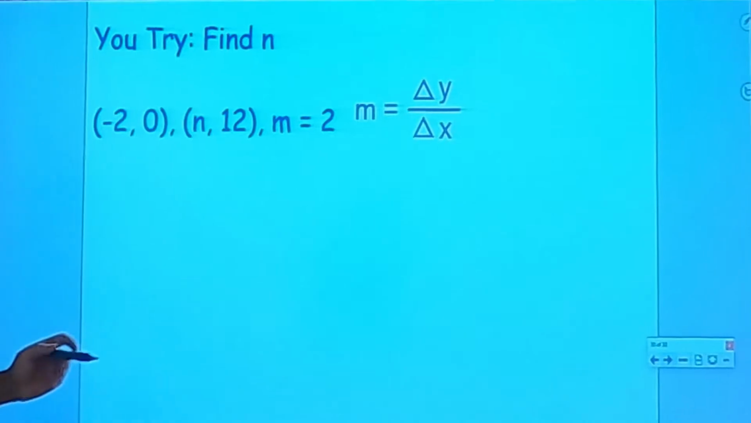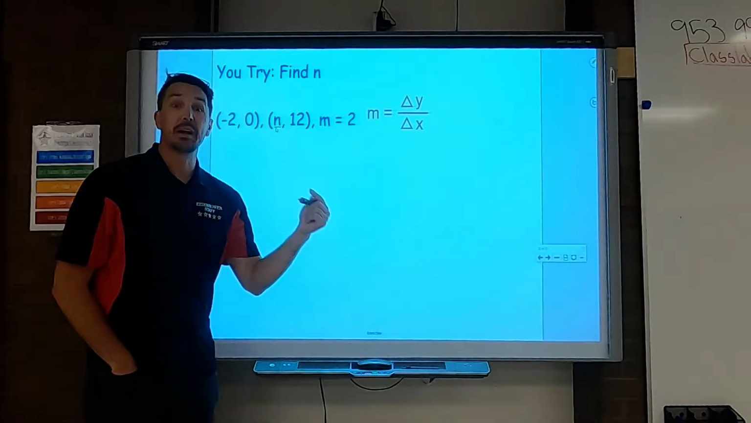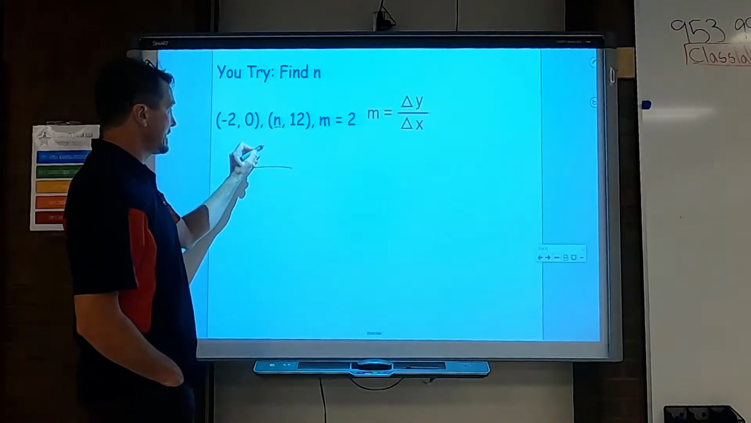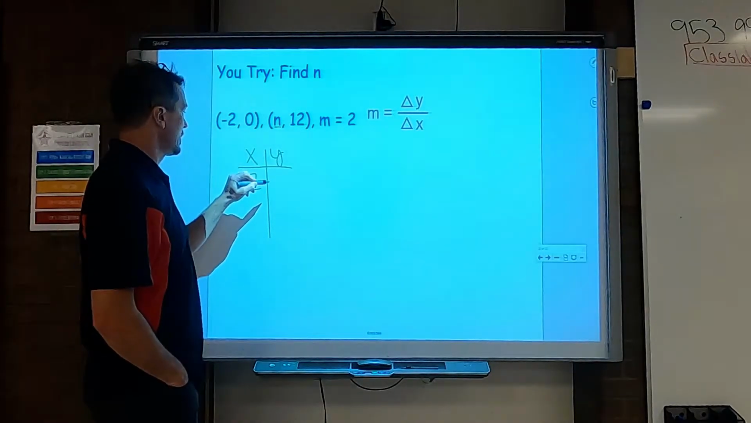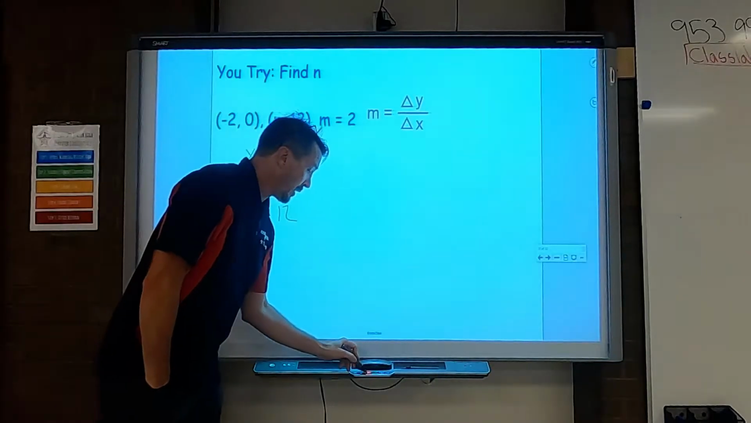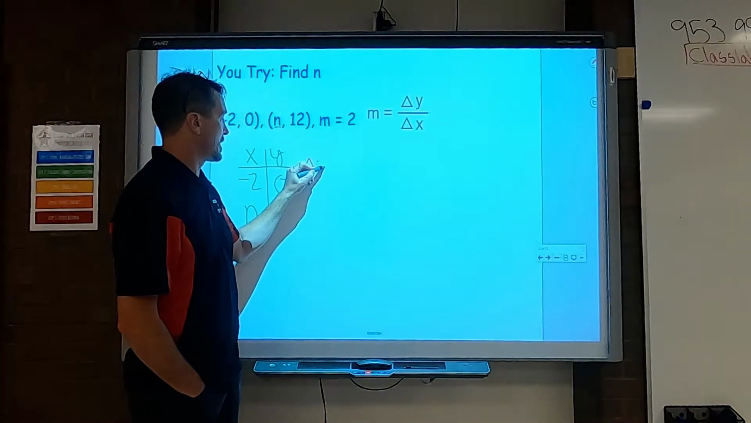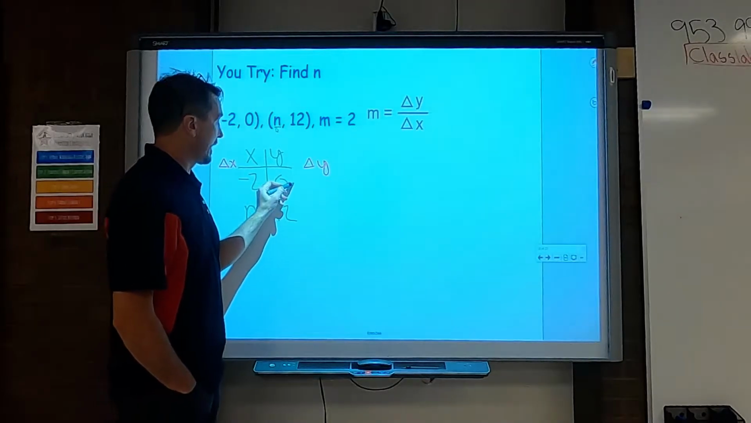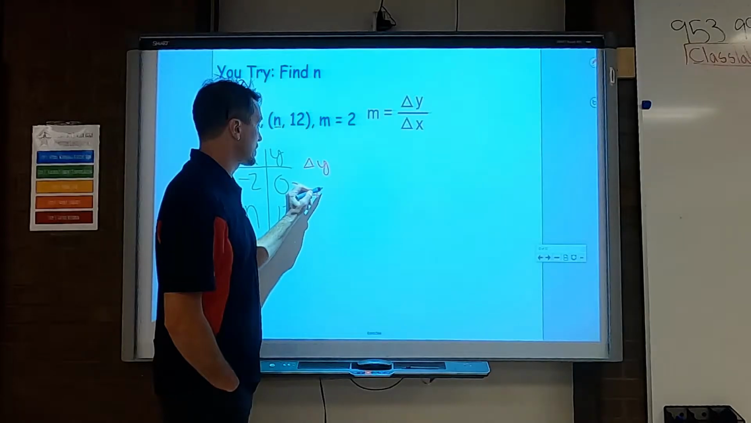All right, so this one's tricky because instead of the y being gone, we are missing the x. But the same rules apply. I'm going to try making a table. Here's my x and here's my y. I get -2, 0, and my next one is n and 12. So we know to find the slope, it's the change in y over the change in x. So I want to find what's my change in y, what's my change in x. So in this case, I can find my change in y. 0 to 12 is increasing by 12, so it's plus 12.